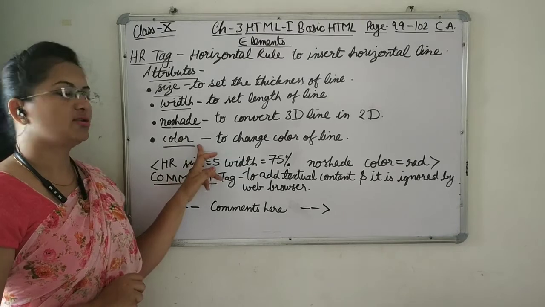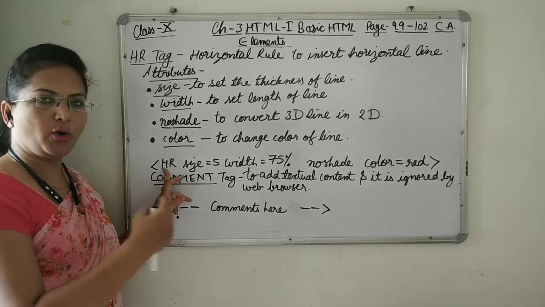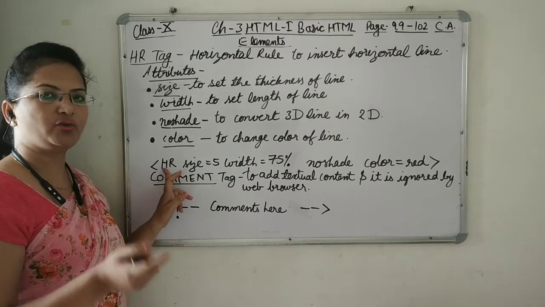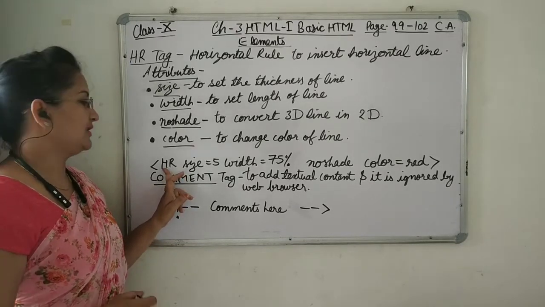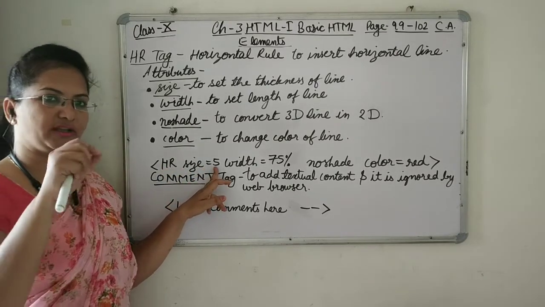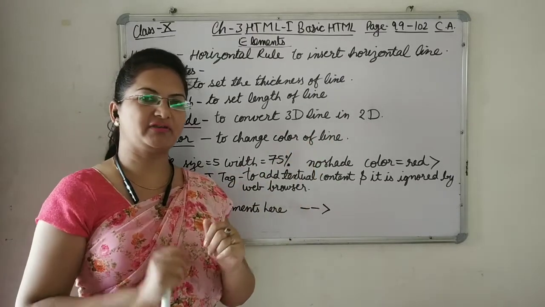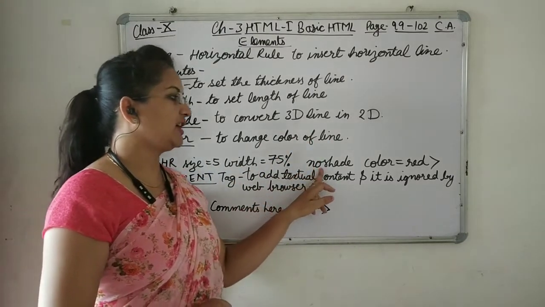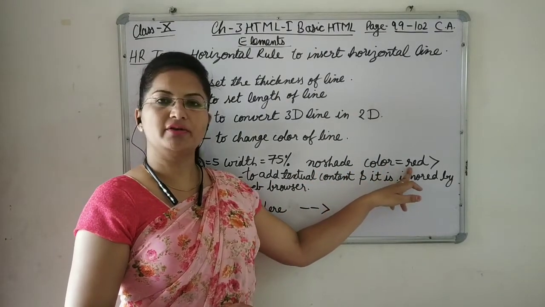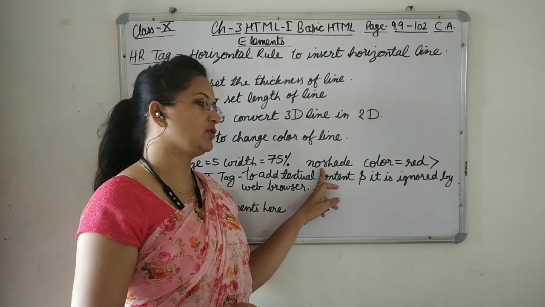Then color. Color is used to change the color of the line. If we want to write all attributes together, we can write it like this, or if we want, we can use any one attribute in the tag. So you have to write HR, size equals 5 to increase the thickness, width 75% of the web browser, noshade means 2D line, color equals red. I said noshade does not have any value, so you have to write noshade as such.